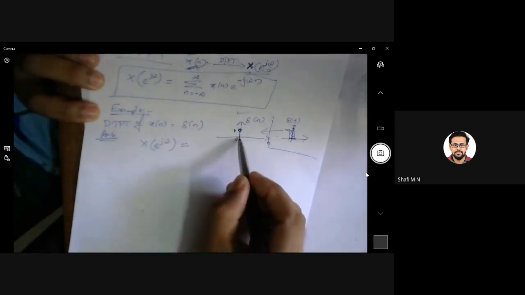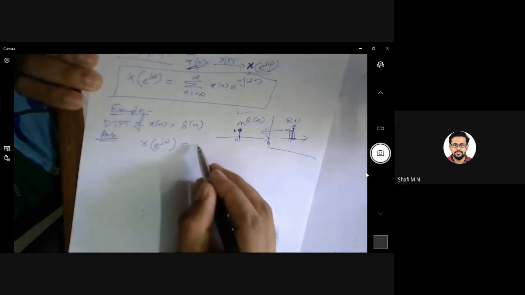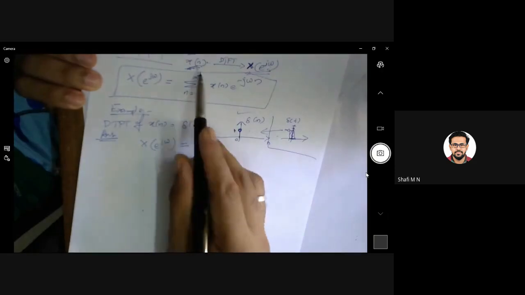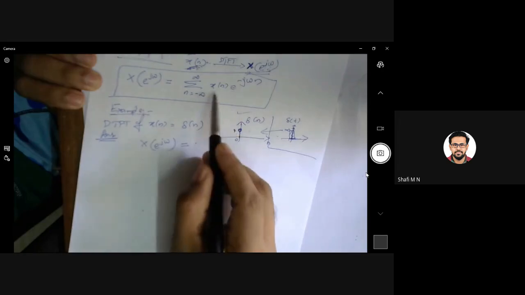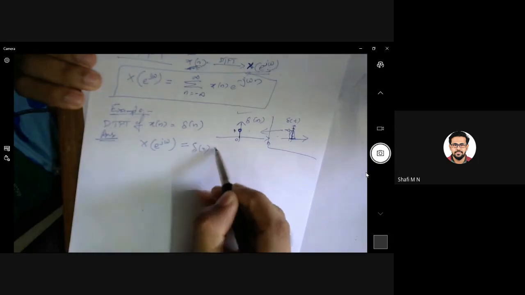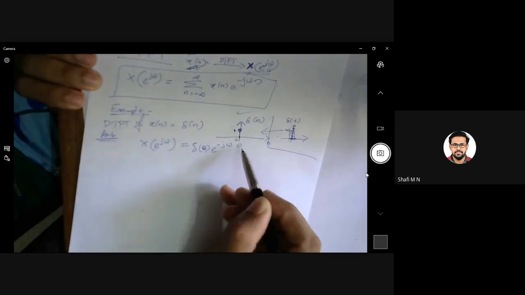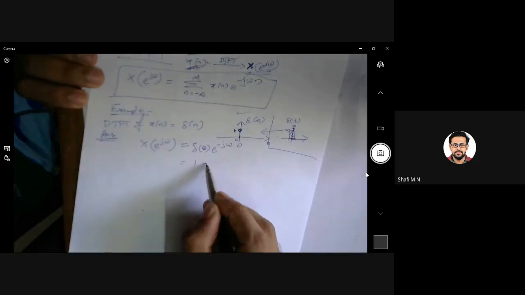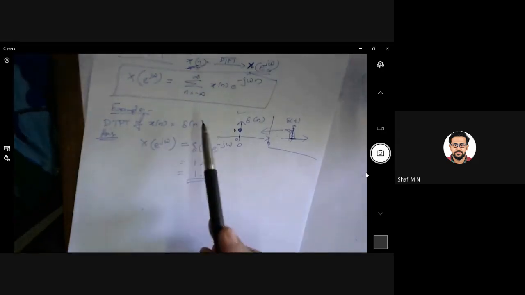It's valid only at n equal to 0. So what will be your x of e power j omega? Here the summation range is minus infinity to infinity. In this span, the signal is valid only at n equal to 0. So you will have del of 0 into e power minus j omega into 0. So del of 0 is 1, into e power j0, that is again 1. So the final answer is 1. So what is the DTFT of del of n? That is 1.